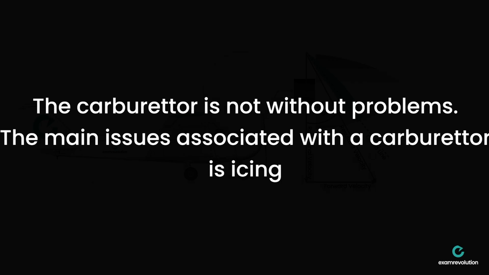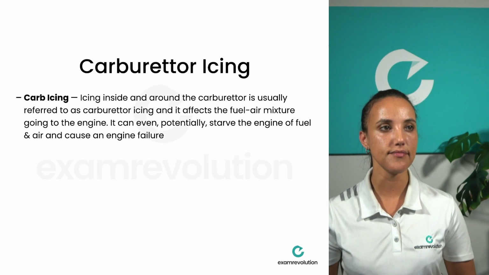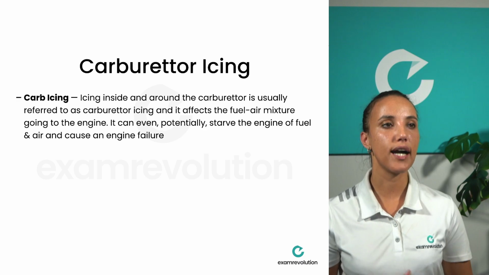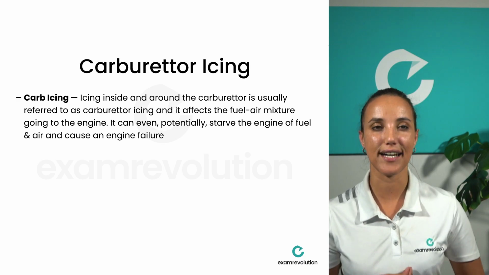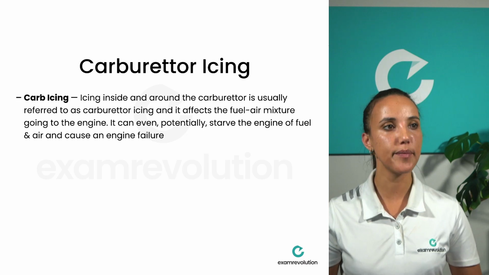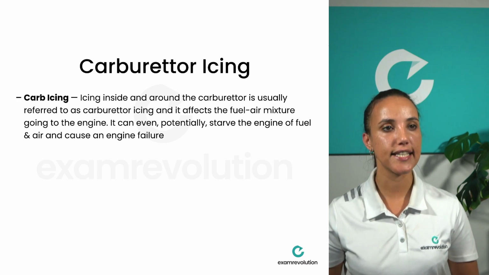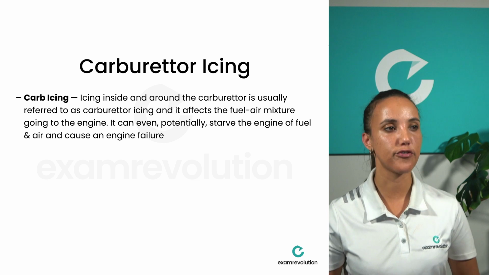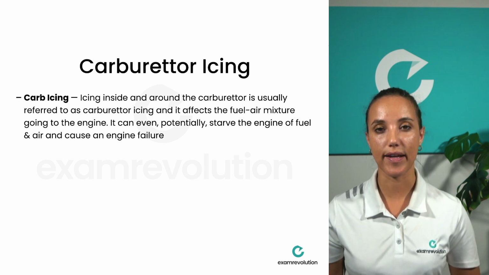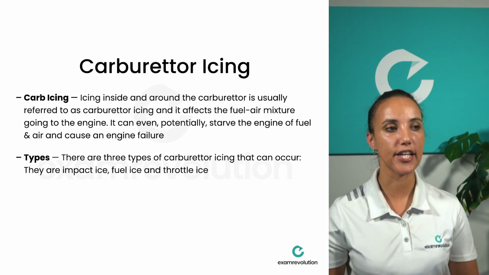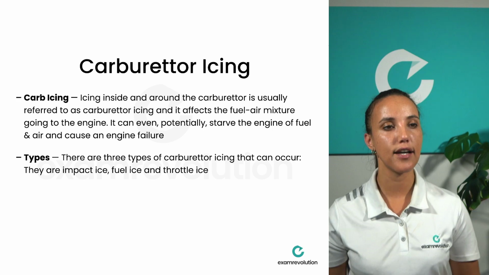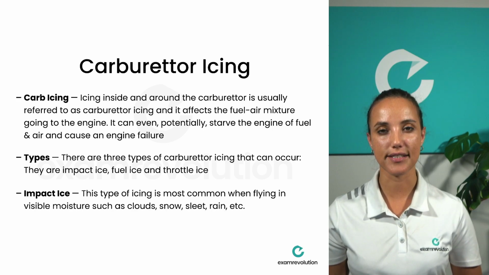Now the carburetor is not without its problems. The main issue associated with the carburetor is icing. Now carb icing, or icing inside and around the carburetor, is usually referred to as carburetor icing, and it affects the fuel-air mixture going into the engine. It can even potentially starve the engine of fuel and air, causing an engine failure. Now there are three types of carburetor icing that can occur. They are impact icing, fuel ice, and throttle ice.